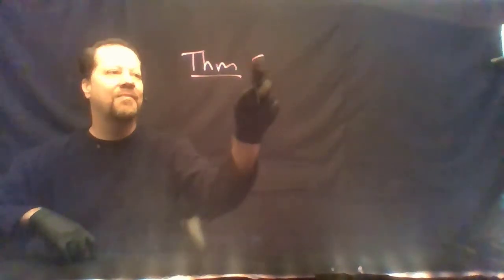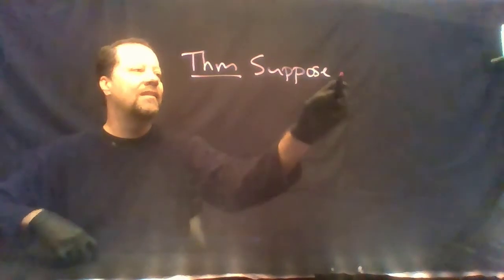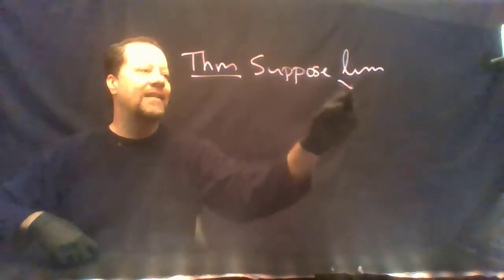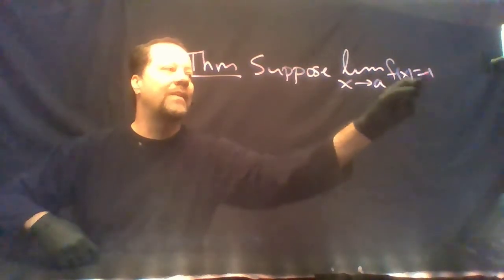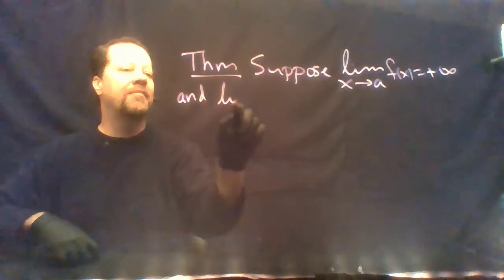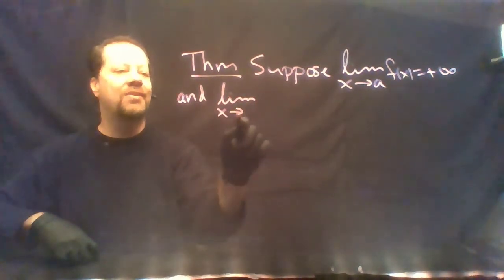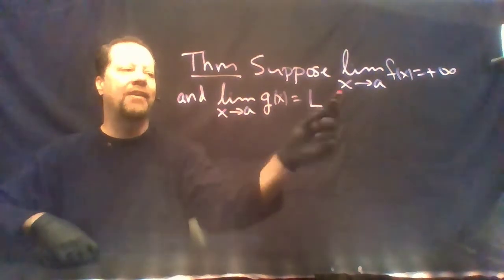The next theorem gives us some rules about these infinite limits. We're going to suppose that the limit as x goes to a of f of x equals plus infinity, and the limit as x goes to a of g of x is some limiting value L.